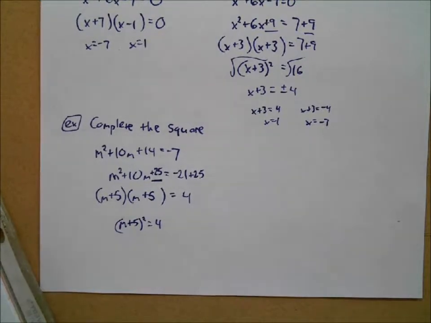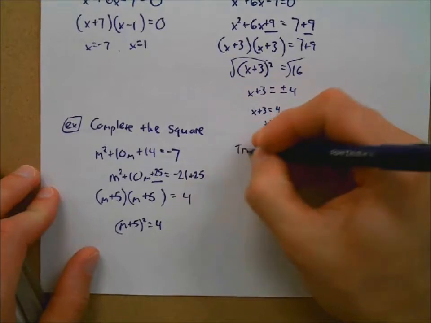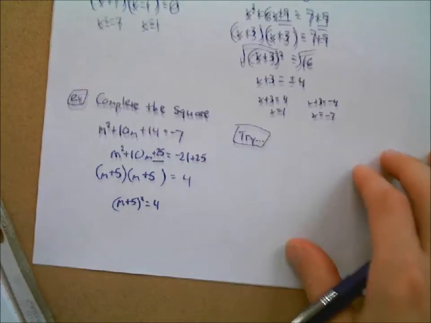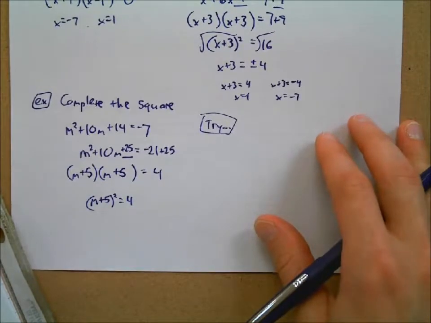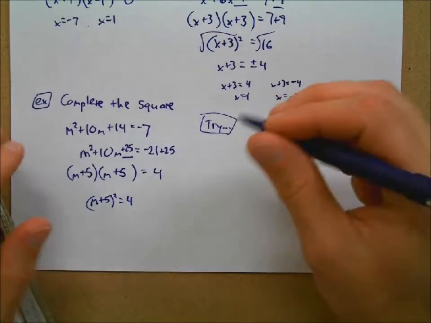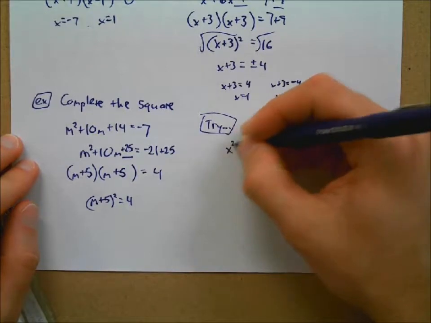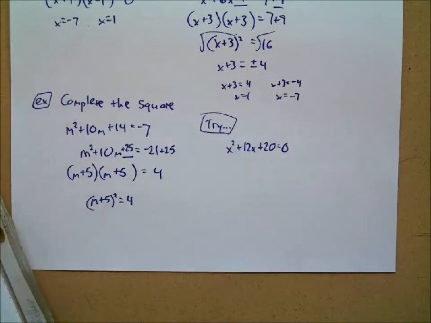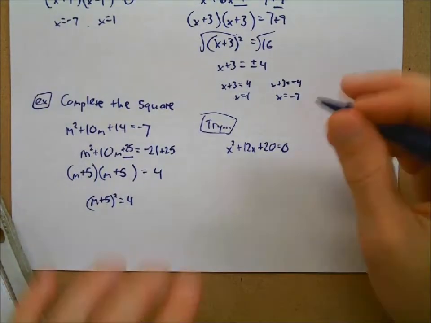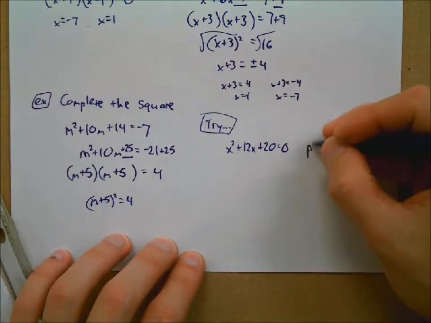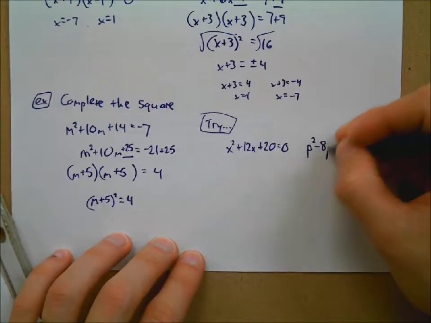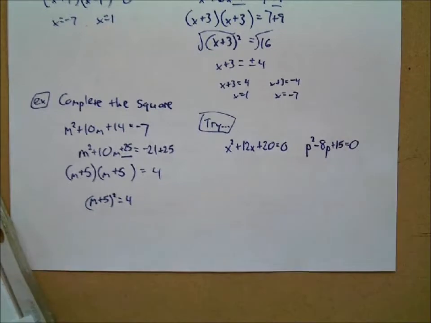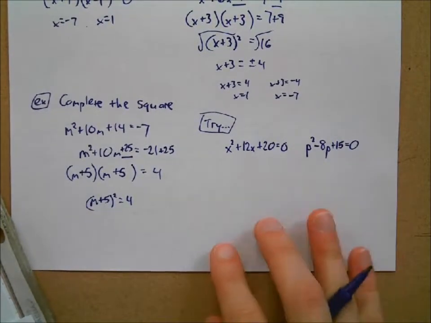Okay, so I'm going to have you guys try 2 here then. So you guys try these 2 on your own. Okay, same directions, complete the square. So x squared plus 12x plus 20 equals 0. And p squared minus 8p plus 15 equals 0. Okay. So those 2, give those 2 a try.